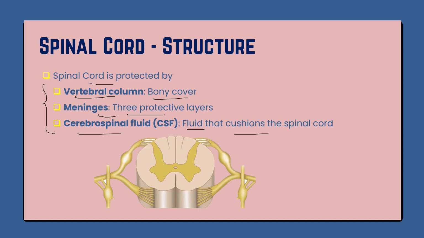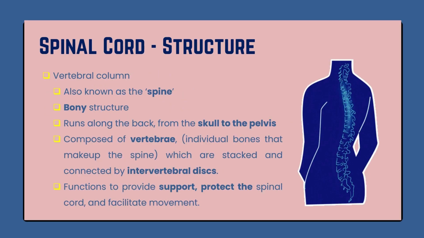Alright, so the spinal cord, being a very important part of the central nervous system, is highly protected by these three layers. First is a strong bony cover, which is called vertebral column. Next is a three-layer protection, which is called meninges. Then there is a fluid protection also. This fluid cushions the spinal cord and it also supports it, and this fluid is called cerebrospinal fluid. Let's look at each of these one by one. So the first protective layer is the vertebral column. It is also known as spine. I'm sure you have heard of this word spine, right?